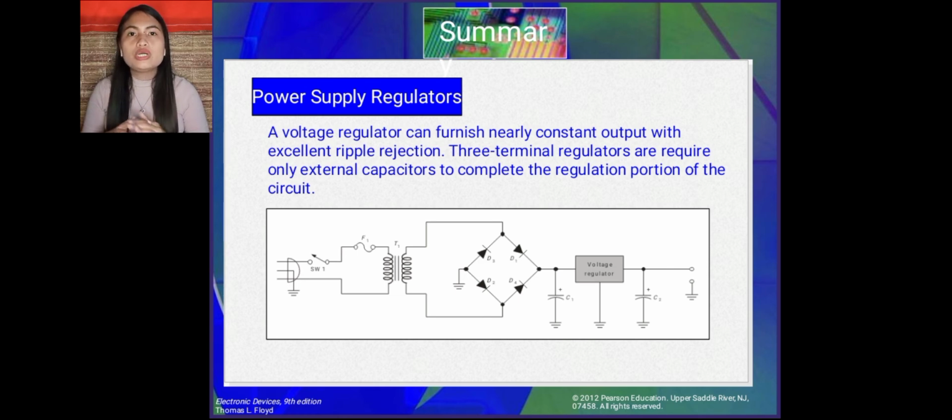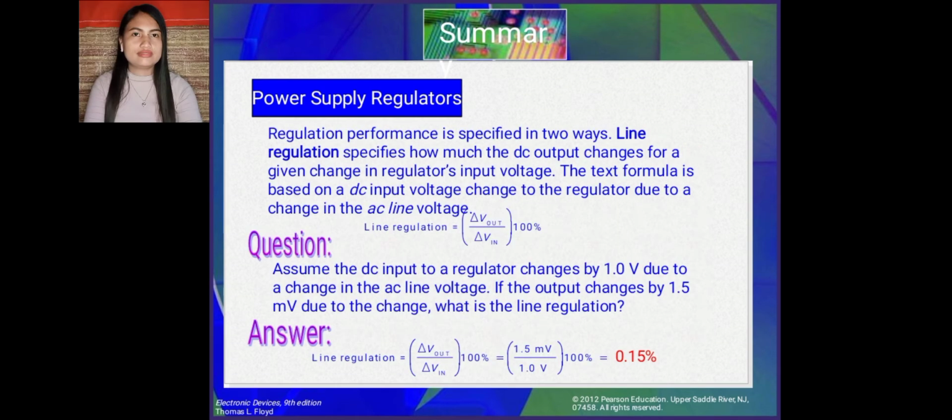So, in addition, most regulators have an internal voltage reference, short circuit protection, and thermal shutdown circuitry. So, they are available in a variety of voltages, including the positive and negative outputs, and can be designed for a variable output with a minimum of external components. So, typically, voltage regulators can furnish a constant output of 1 or more amps of current with high ripple rejection. Regulation performance is specified in 2 ways.